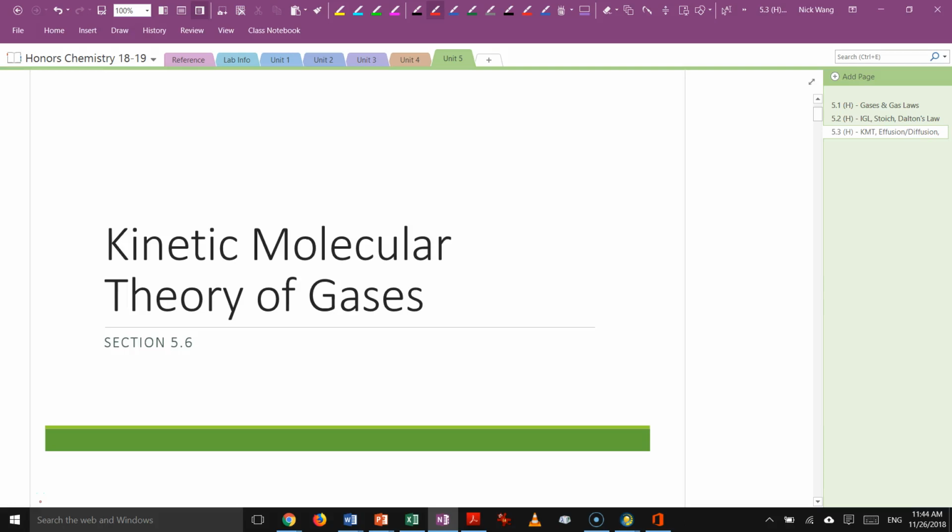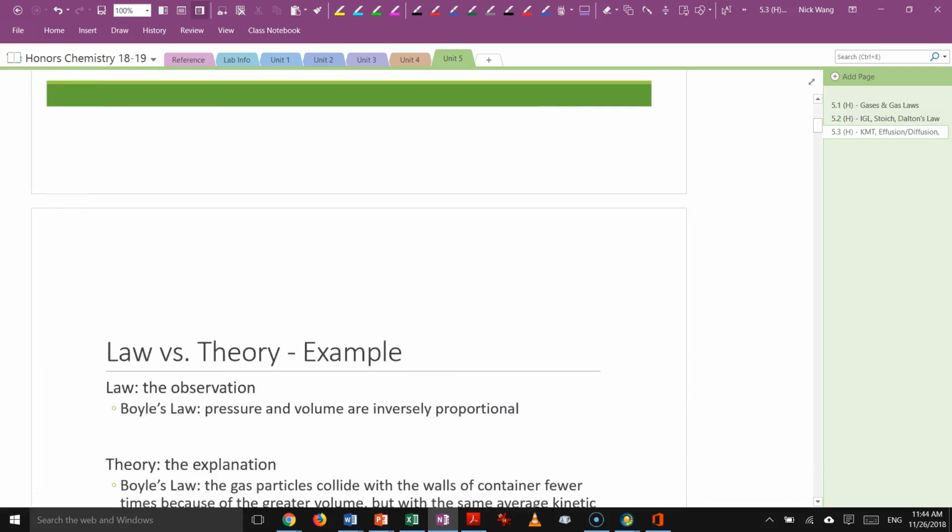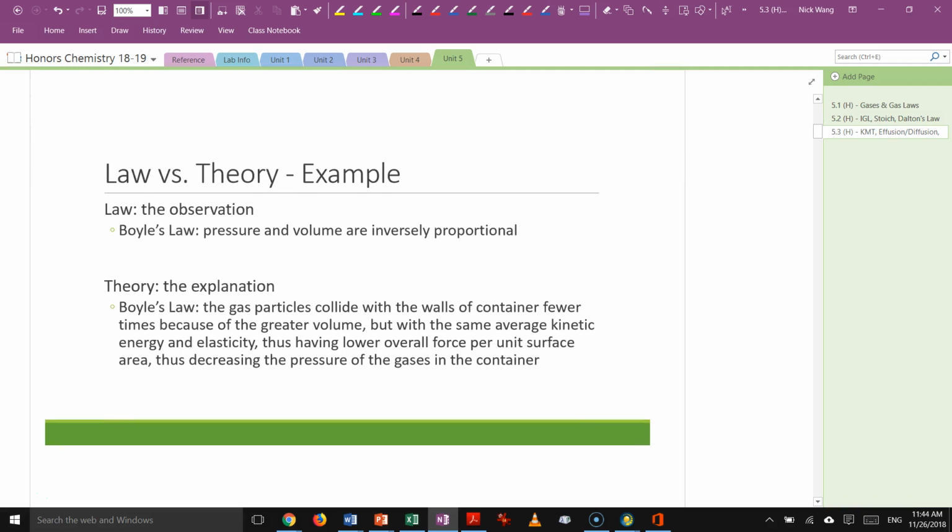In this lesson, we're going to introduce the concept of the kinetic molecular theory of gases. I'm kind of lying when I say that we're introducing this idea. We've actually encountered this idea a couple of times already, but we're just going to formalize it so that it makes a little bit more sense.